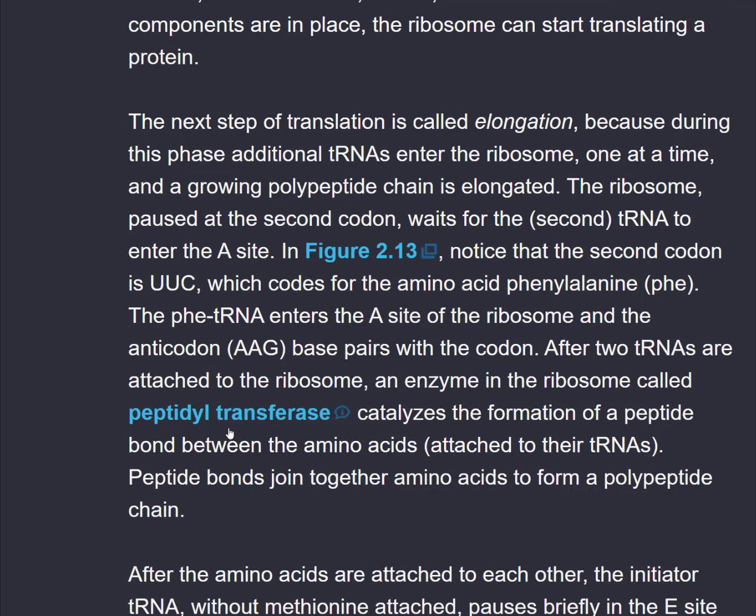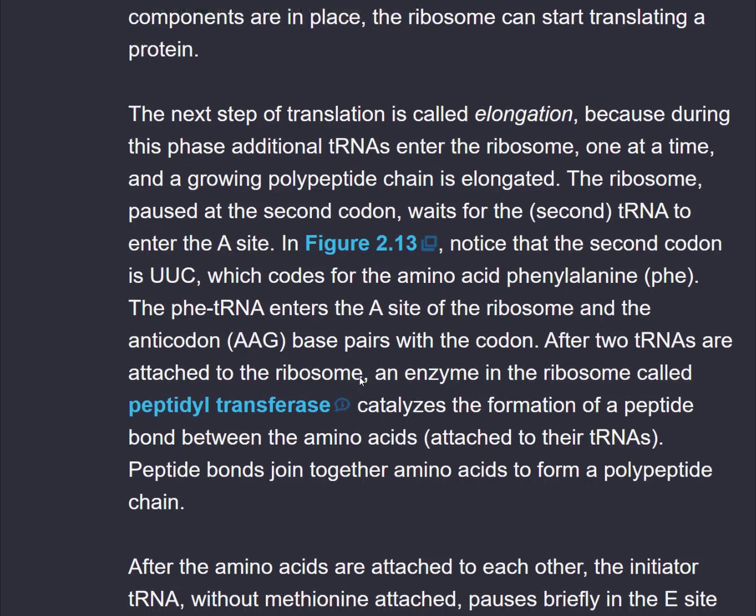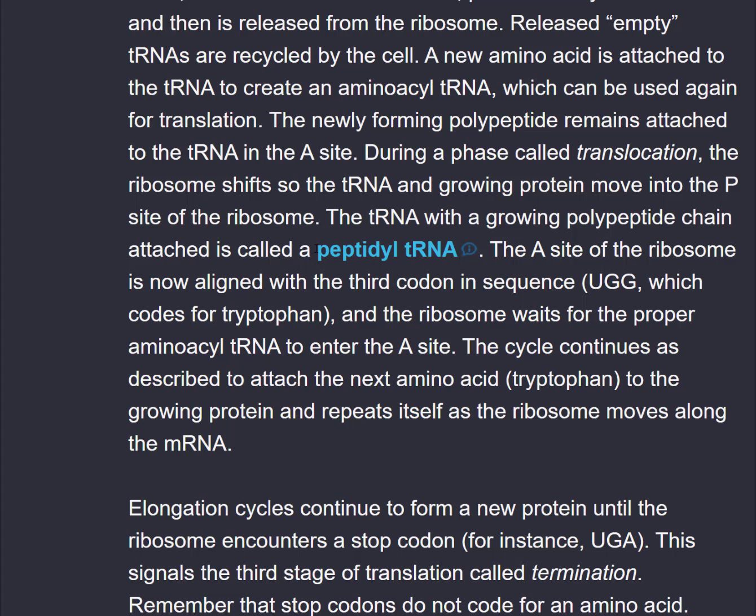Peptidyl transferase is the RNA enzyme that is part of the large ribosomal subunit and catalyzes the formation of peptide bonds between amino acids during translation. Peptidyl tRNA is the tRNA molecule attached to a growing polypeptide chain, located in the P site of a ribosome during translation.